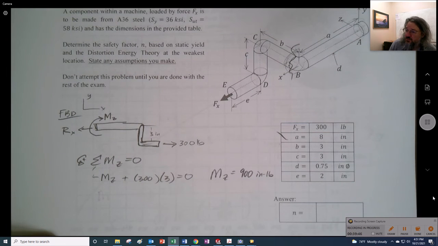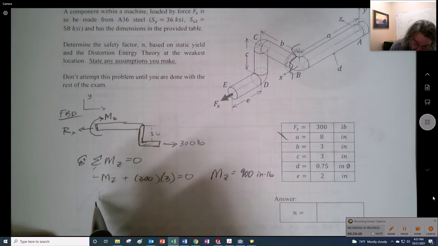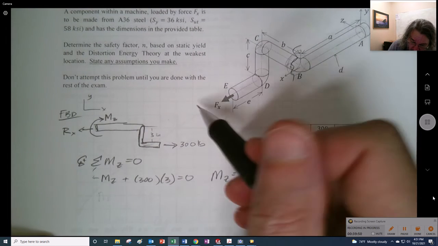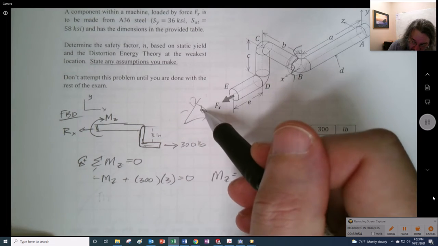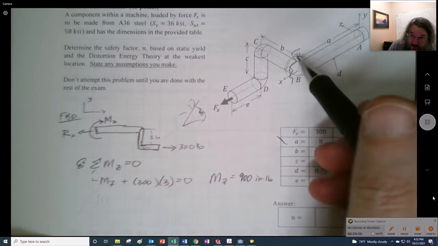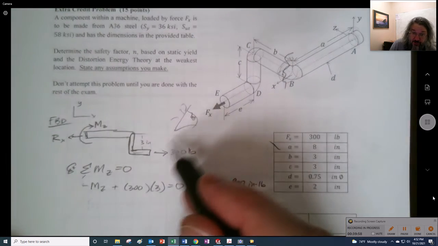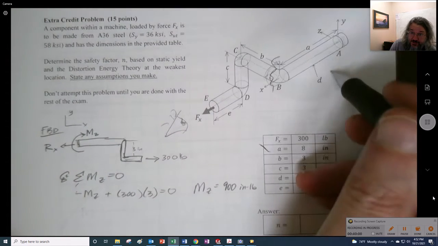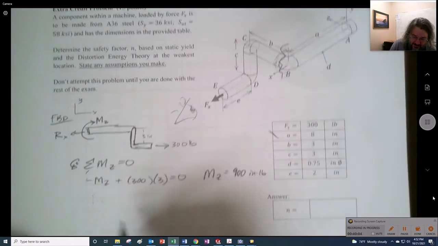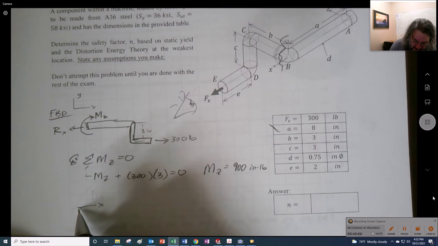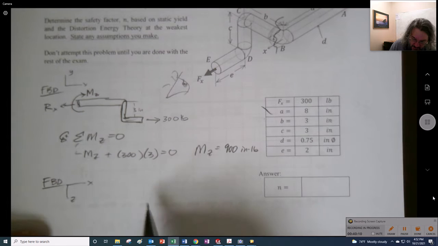Where's my stress? What am I doing? Okay, looking down the axis right here, it doesn't do us any good. There's no reason to do the YZ plane, but we should do the XZ plane right here. So I'm going to go to the XZ FBD and check him out.